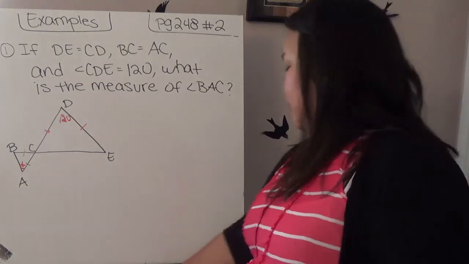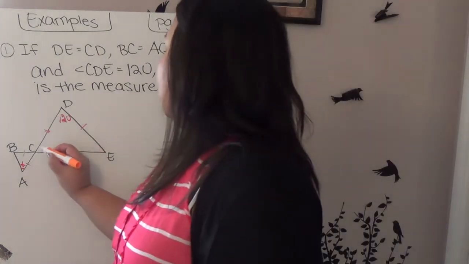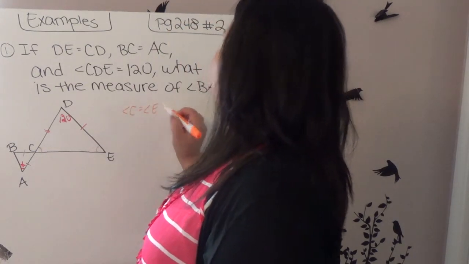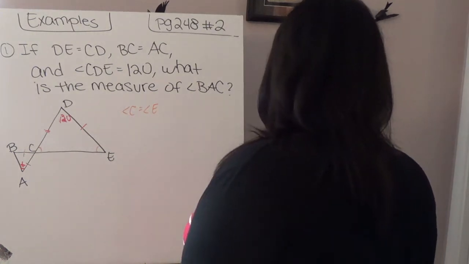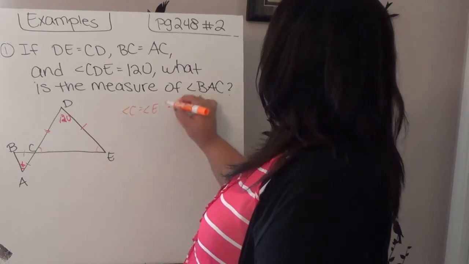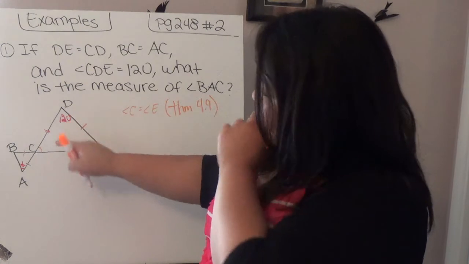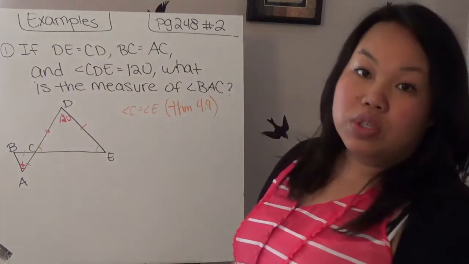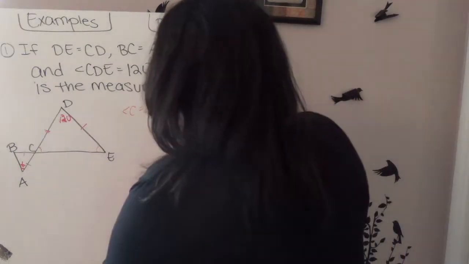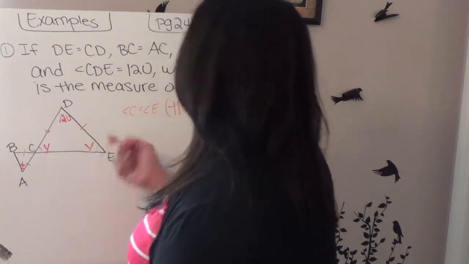So let's look at this. We know that angle C equals angle E. Okay? This is because of Theorem 4.9. What 4.9 is saying is because it's an isosceles triangle and the sides are equal to each other, then the base angles are equal to each other. So if I know that this is 120, and let's label this Y and this Y, right? Because they're the same thing.